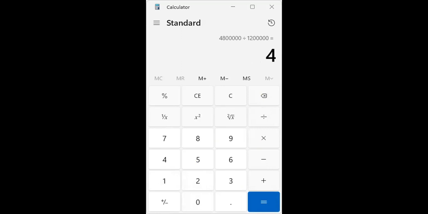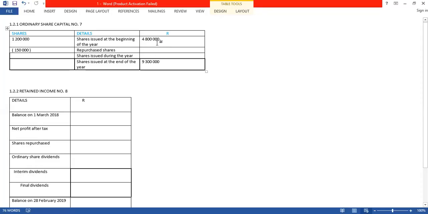So meaning we are going to find out the total cost of these shares that were repurchased with that 4 rand that we calculated. Remember, guys, when you want to calculate the price per share, you just take your total cost and divide it by the number of shares. That is very simple. So it is 4 rands, guys.